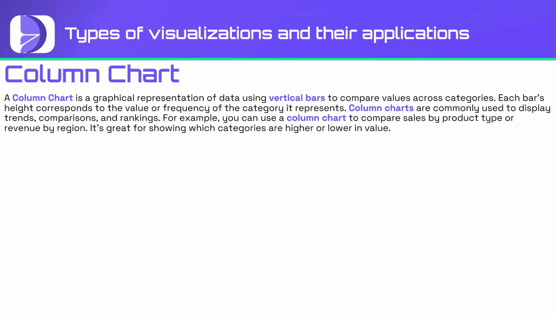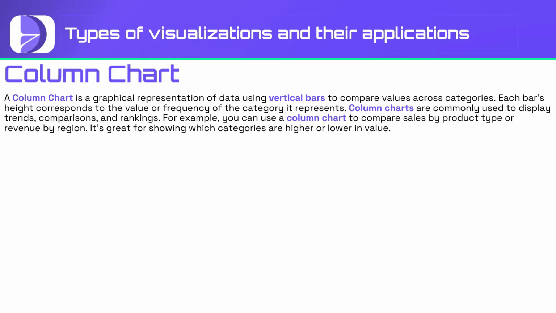So, a vertical bar is what is used to compare values across categories if you are making use of a column chart. Each bar's height corresponds to the value or frequency of the category it represents. So every bar helps to show the differences between the categories. The value depends on how frequent or how much the values are. That's what will help to determine which of the categories should have the highest bar or lowest bar.